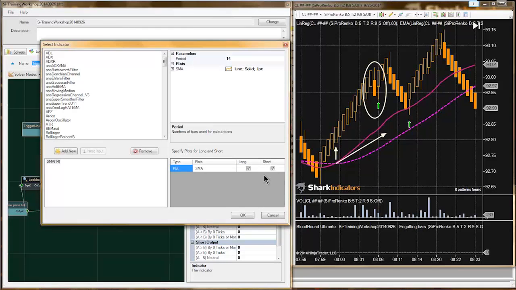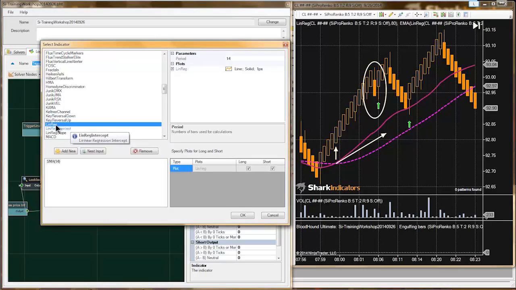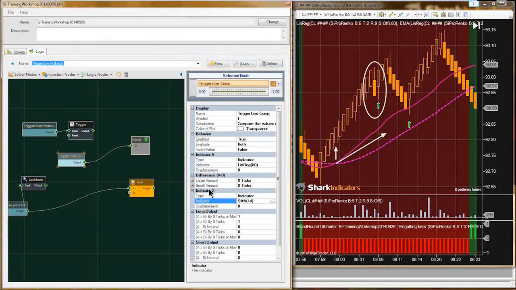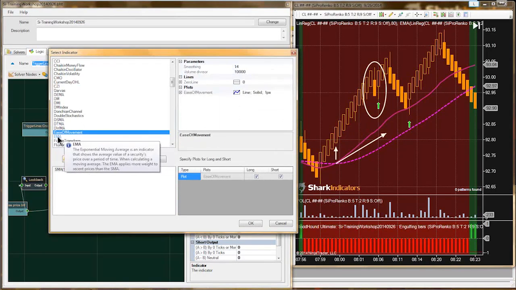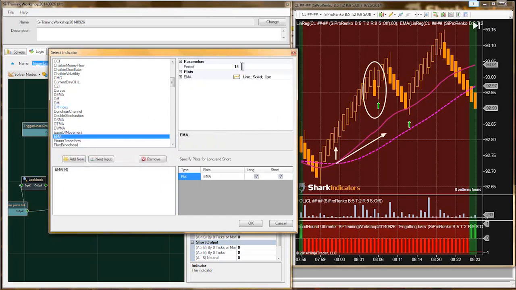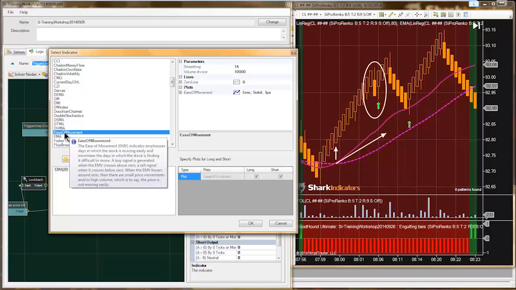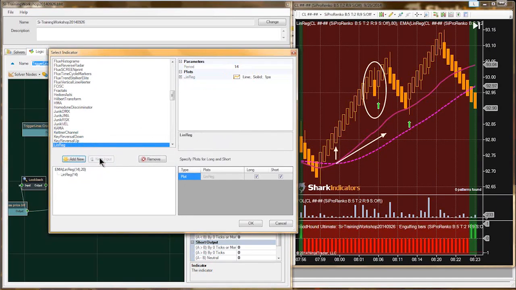And I'm just going to set up this comparison solver real quick to compare our trigger lines. I'm going to put the linear regression 80 in indicator A, and then in indicator B, that's going to be our slower moving average, so it's going to be the EMA of the linear regression. So let's change our EMA to a 20 period, like so, and let's nest the linear regression into the EMA, and set our linear regression to an 80 period.